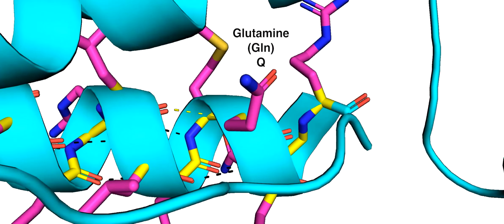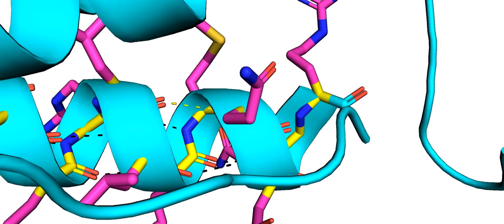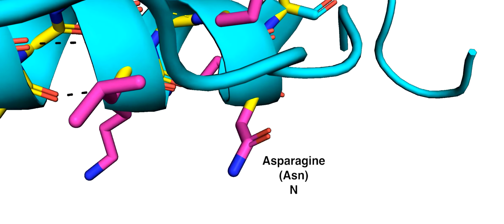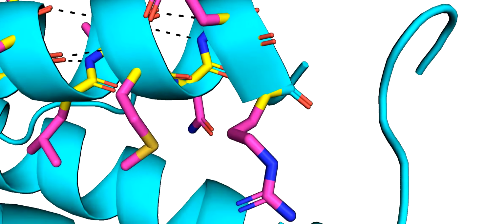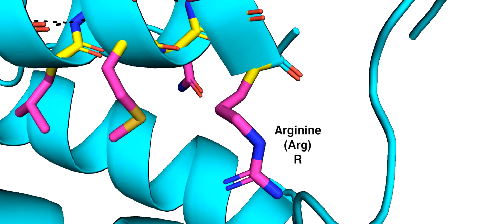And that's followed by our first amide amino acid, which is a glutamine. And that's followed by an asparagine and another glutamine. And then lastly, at the end of this alpha helix, we have another arginine residue.